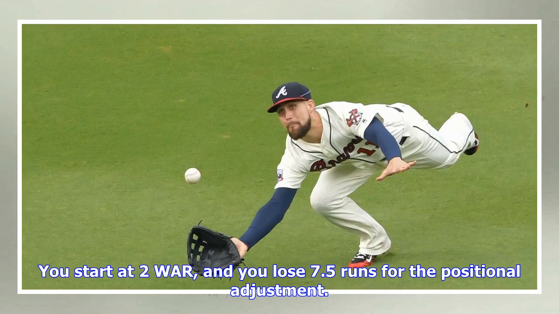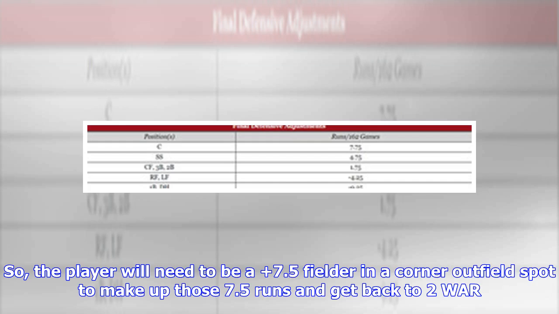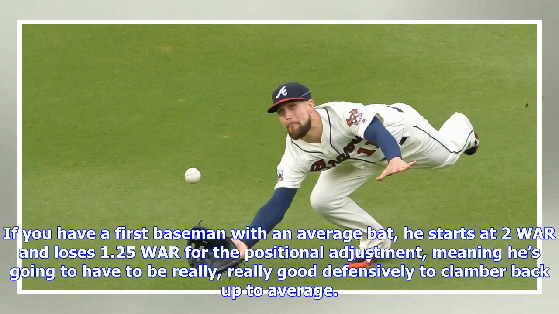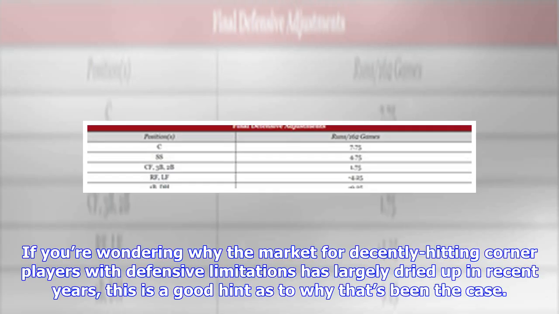You start at 2 WAR, and you lose 7.5 runs for the positional adjustment. So, the player will need to be a 7.5 fielder in a corner outfield spot to make up those 7.5 runs and get back to 2 WAR. If you have a first baseman with an average bat, he starts at 2 WAR and loses 1.25 WAR for the positional adjustment, meaning he's going to have to be really good defensively to clamber back up to average. If you're wondering why the market for decently hitting corner players with defensive limitations has largely dried up in recent years, this is a good hint as to why that's been the case.